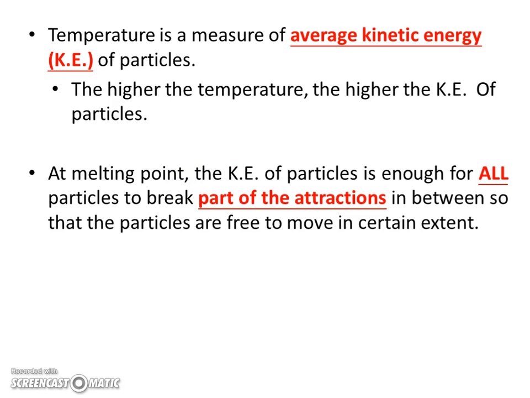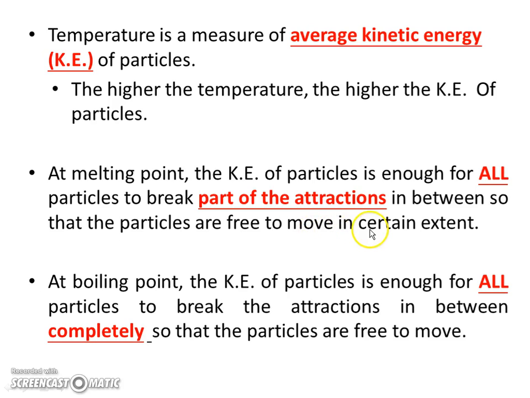At melting points, the KE of the particles is enough to break part of the attractions in between, so that the particles are free to move to a certain extent. That means they become less orderly in liquids. At boiling points, the KE of the particles is enough for all particles to break the attractions in between completely, so that the particles are free to move.